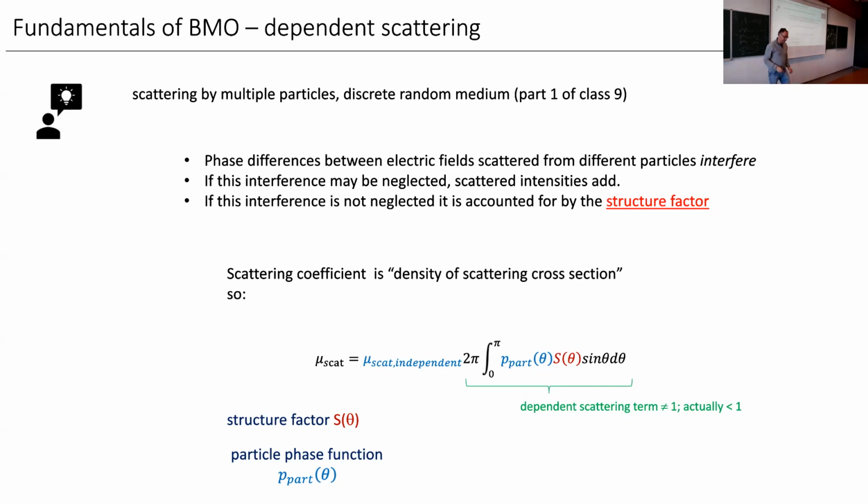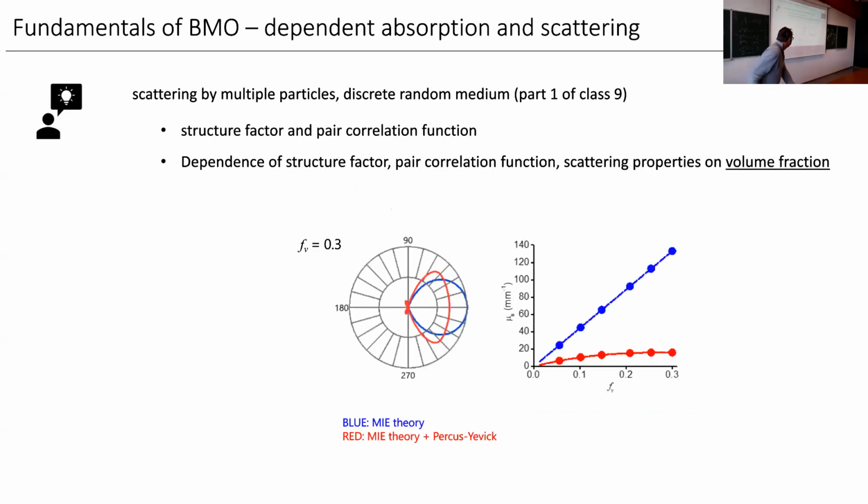Okay. This was the effect of that structure factor. So if you would take a collection of particles at high volume fractions, so high number density of particles in the medium, then the blue curve would be the scattering coefficient as a function of volume fraction if you would ignore the phase differences. So it simply increases linearly with the number of particles. And if you do include that, then you see that it still increases, but it shallows off pretty fast. So that is the most notable effect.